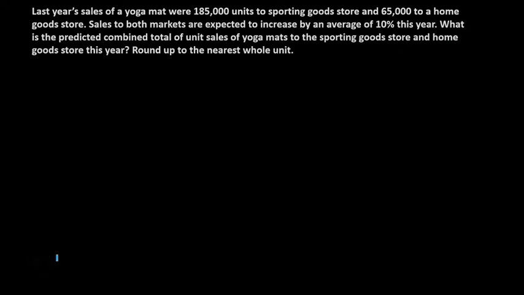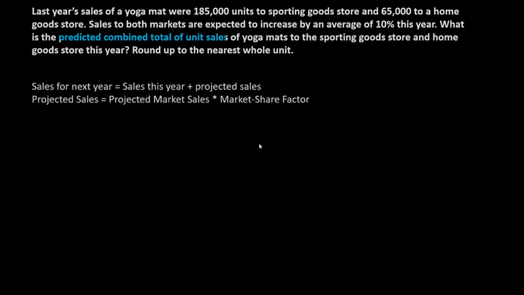Okay, so this is the same problem. We've added a little bit of complexity, but essentially it's the same. Once again, we're trying to figure out the predicted combined total sales based on the fact that one store made 185,000 unit sales, another sold 65,000 units, and we think that each one will grow by 10%. So we're saying, what's the total going to be for both of these if they each grow by 10%? There's more than one way to calculate this.